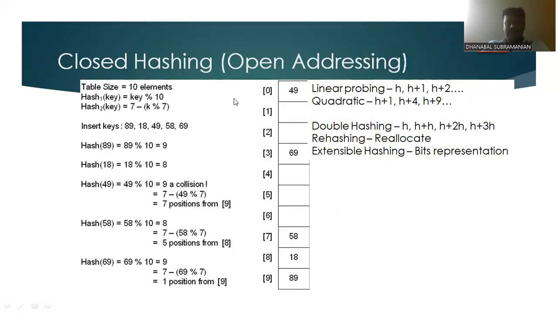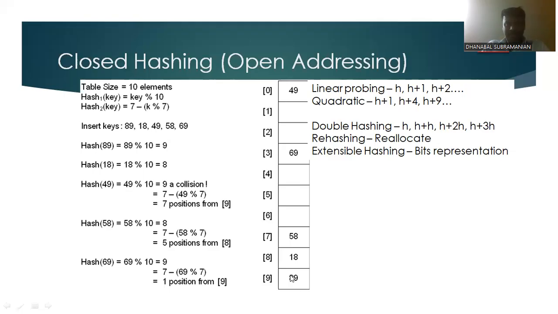Then closed hashing, open addressing. The table size is 10, so hash keys go from 0 to 9. These are the elements: 89, 18, 49, 58, 69. 89 modulus 10 is 9. 18 modulus 10 gives remainder 8, which becomes the hash key value. Then 49 modulus 10 is 9. So at the 9th location you insert 89, and at the 8th memory location you insert 18. For 49, the key value is 9, but the 9th location already has another data.